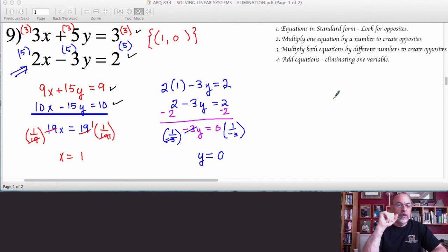Okay, so those are almost all the different types of things you probably run into with elimination. We got one more worksheet to look at, 835. We'll do that in the next video.